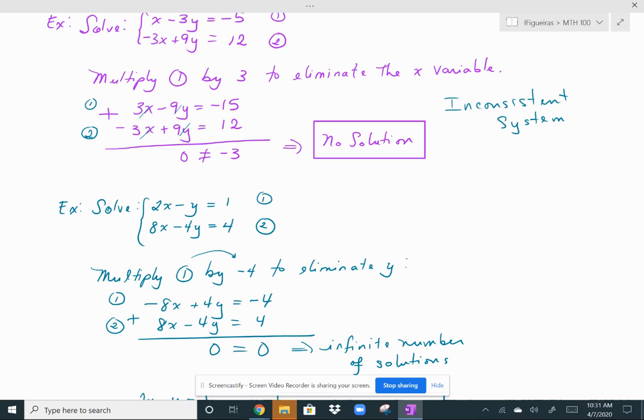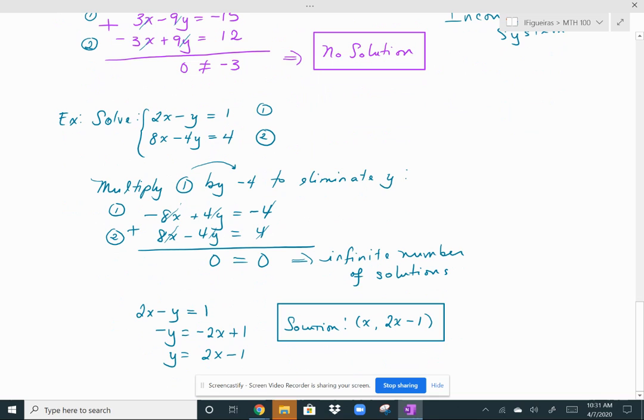So when you add these, everything cancels, the left side and the right side, so you get 0 equals 0. That's true. Unlike the previous example, 0 does equal 0. And when you get a result like that, that means you have an infinite number of solutions. That's what we call a dependent system.